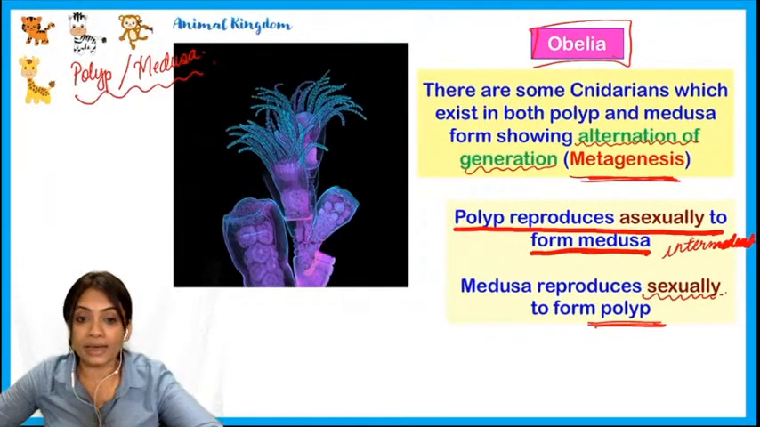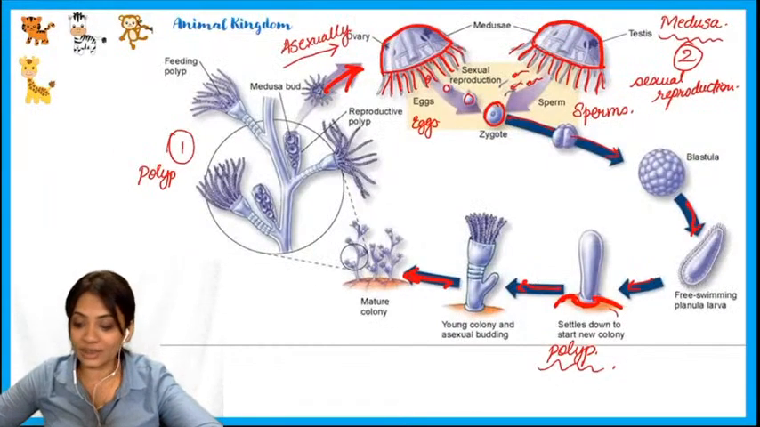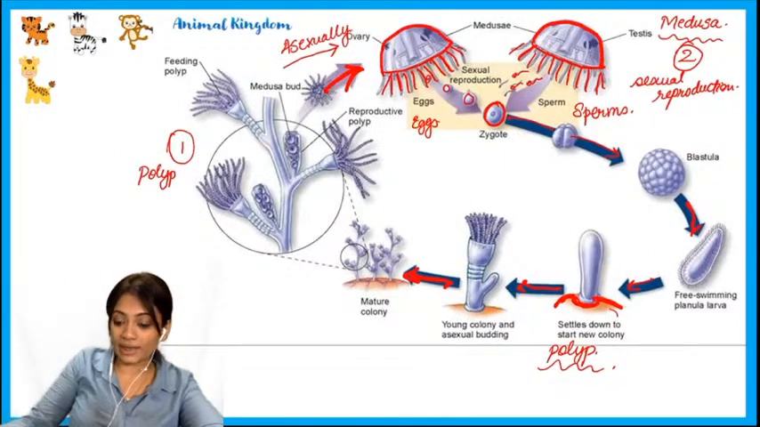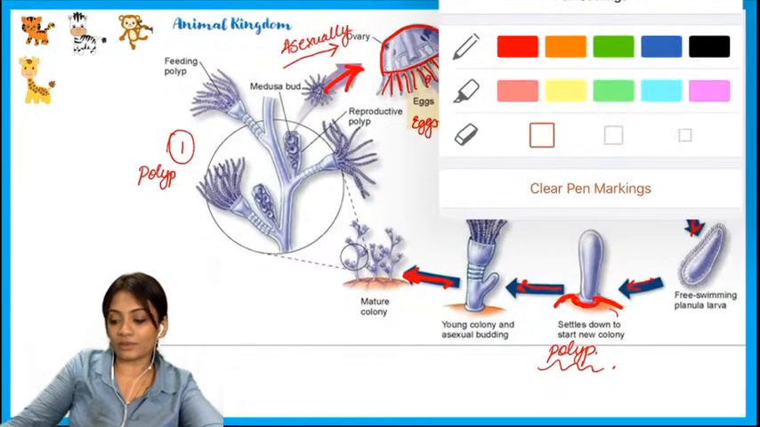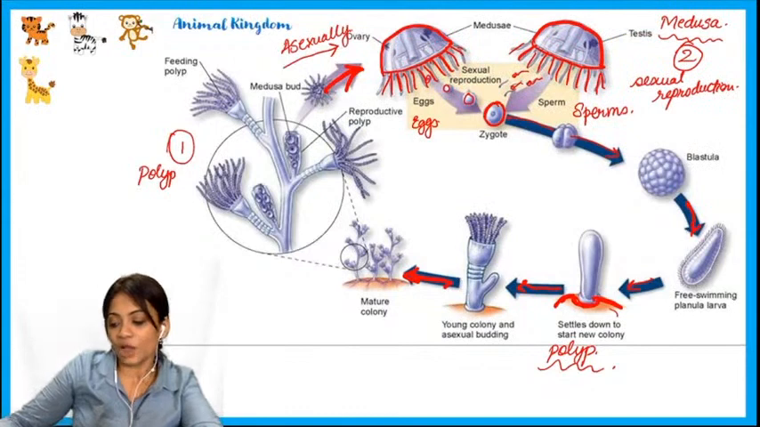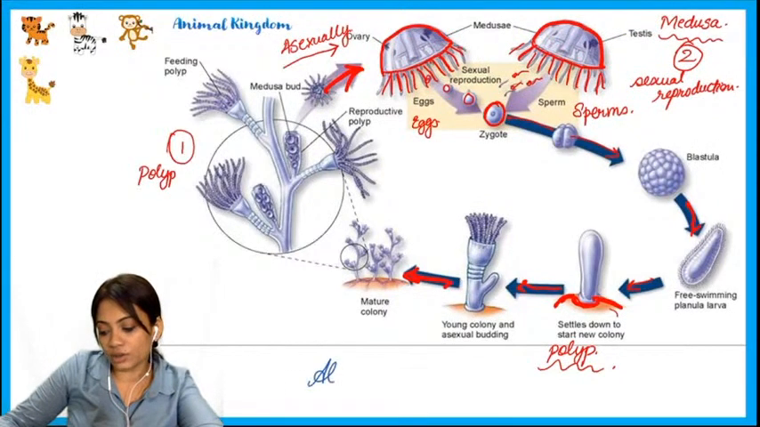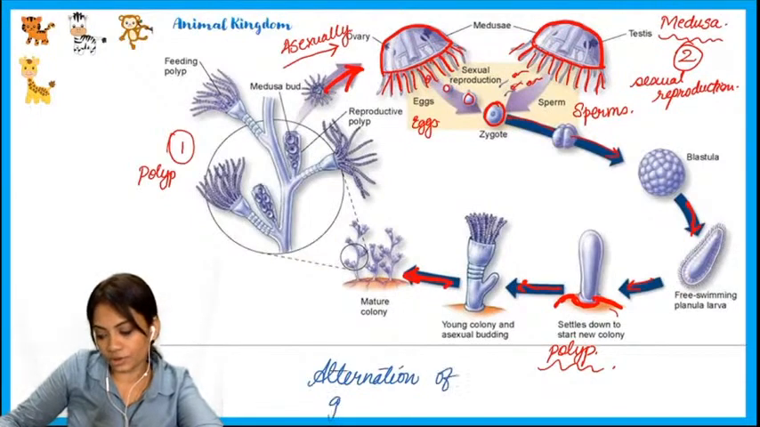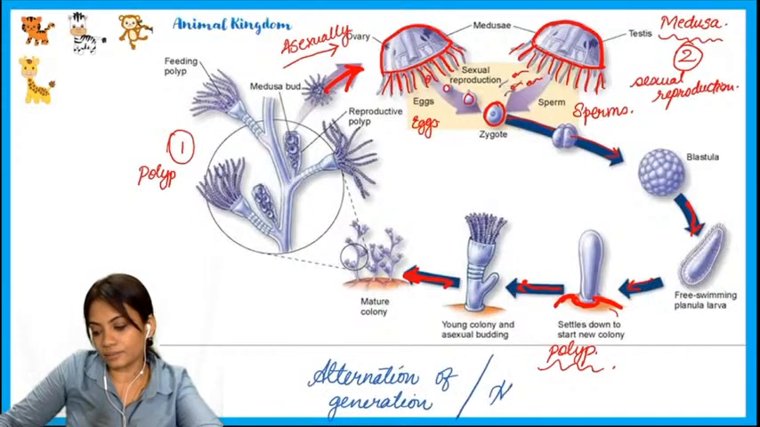All right. Now, let's continue. So, we saw this diagram. What was this diagram called? We gave it a specific name where we can call it alternation of generation, or you may call it metagenesis.